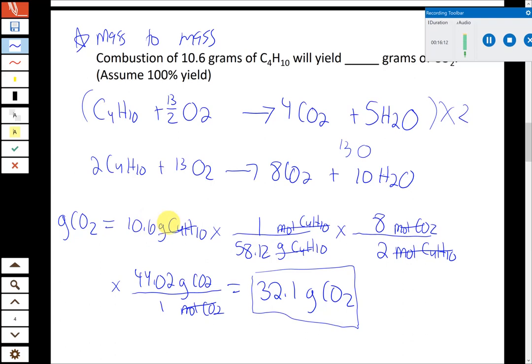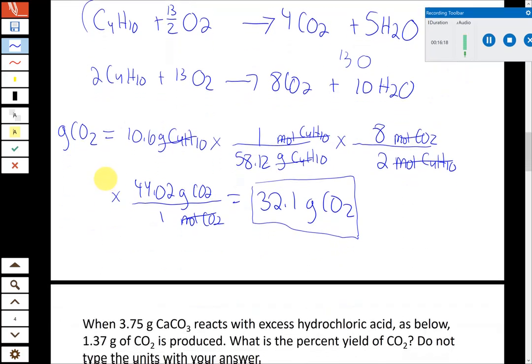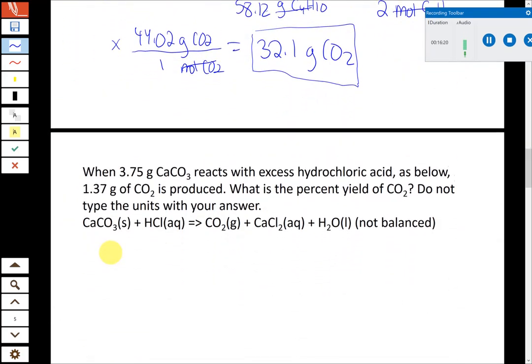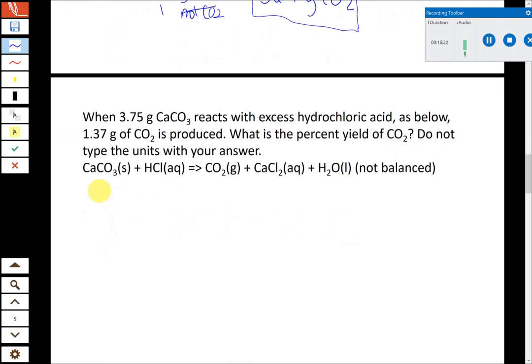All right, so that takes us through sort of the basic problem types in stoichiometry. Now with that, though, there's a few different things that we can sort of add into this. So in this problem here, we have 3.75 grams of calcium carbonate, CaCO3, reacting with excess hydrochloric acid, and then we're forming 1.37 grams of CO2. So here we're telling you how much of the product we produce. We want to know what is the percent yield of CO2.